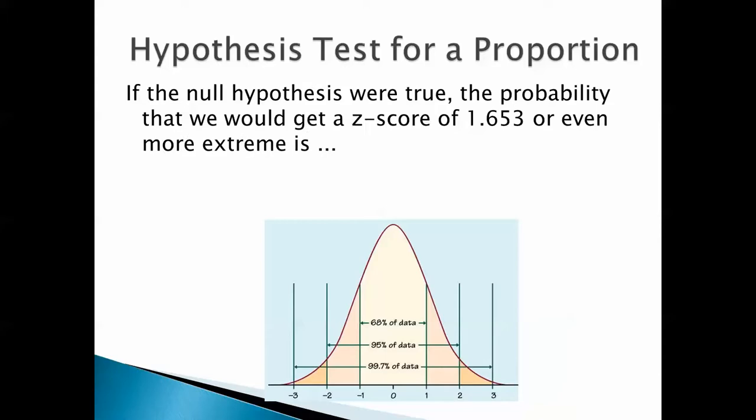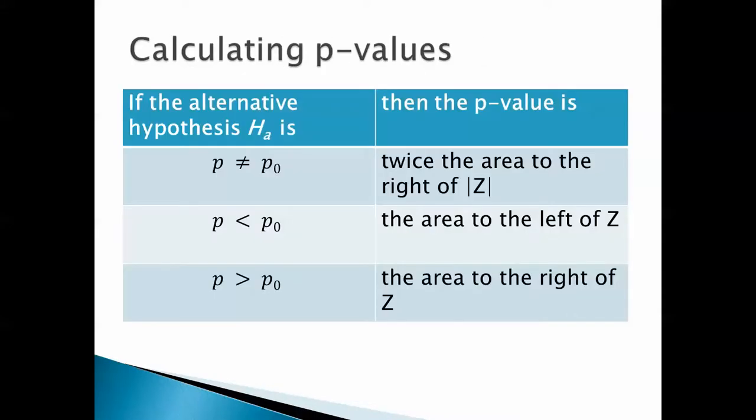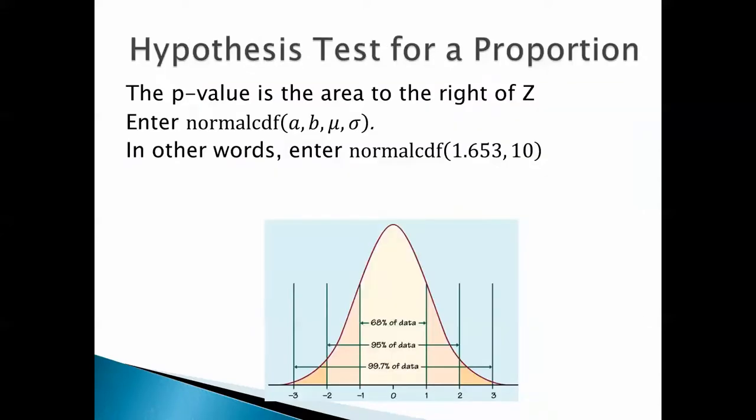Find the p-value. What's the p-value? Well, if the null hypothesis were true, the probability that we would get a z-score of 1.653 or even more extreme is, let's look at the chart. Our alternative hypothesis is of this form, so the p-value is the area to the right of z, so we use this command on the TI. In other words, we enter normal CDF, 1.653, 10. That will tell us the area to the right of z. Z is 1.653. And again, 10 is so far to the right, it may as well be positive infinity. We get 0.0492. That is our p-value.